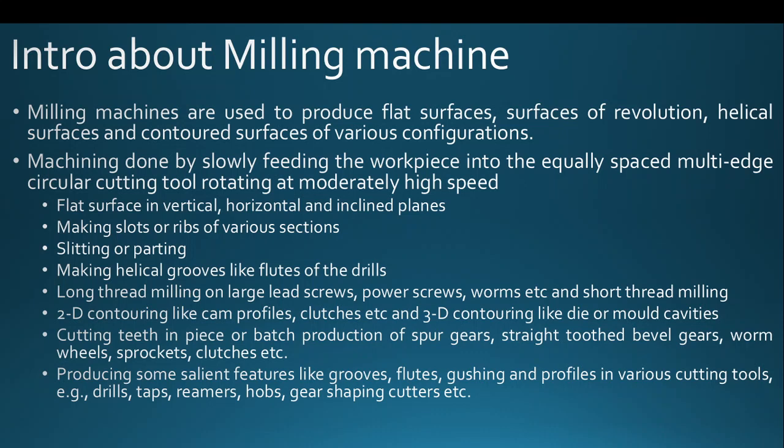2D contouring like cam profiles and clutches, and 3D contouring like die or mold cavity preparation, are also done by the profile milling operation. And cutting teeth in piece or batch production of spur gears, that is gear milling, is also done with the help of the milling operation. In this way the milling machine serves a lot of functionalities in the machine shop.